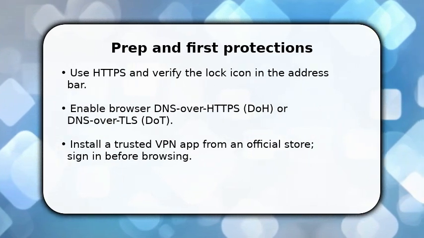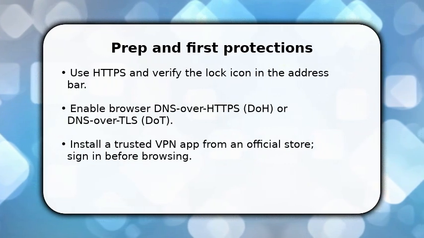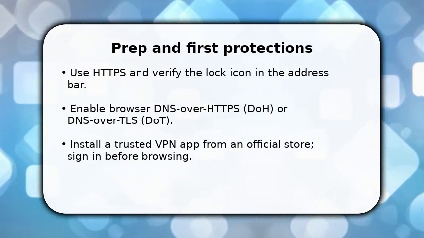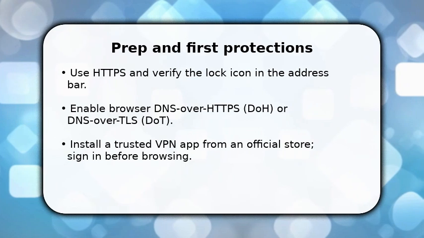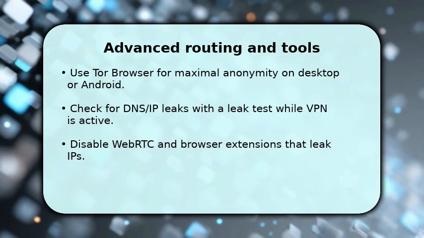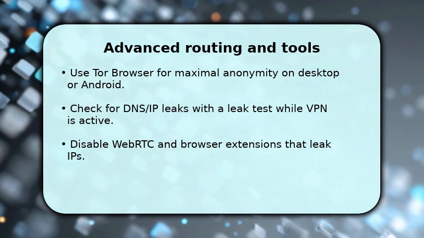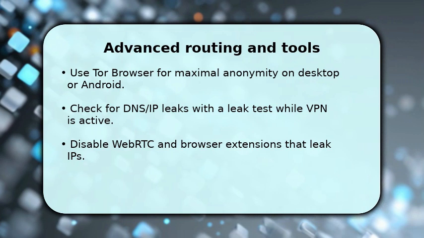Make sure the browser shows HTTPS with the lock icon for sensitive sites. Once done, confirm the VPN status, and that DoH is active so DNS leaks are minimized. Once your VPN and DoH are running, add Tor for stronger anonymity when needed. Tor routes traffic through multiple relays to conceal destinations.